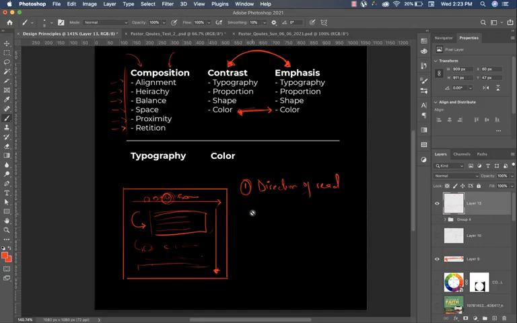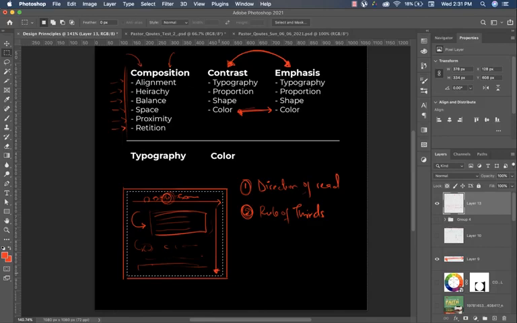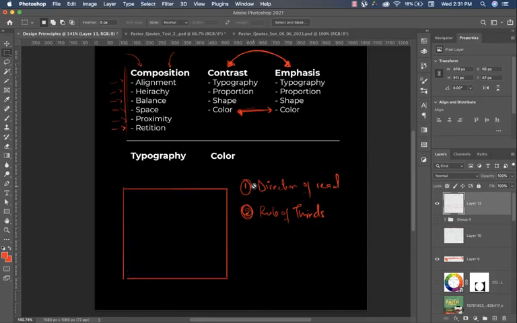All right. So the second rule that I normally use is called the rule of thirds. So what is the rule of thirds? The rule of thirds is a rule that is basically used in film and photography, but I apply it to my designs. It kind of helps.